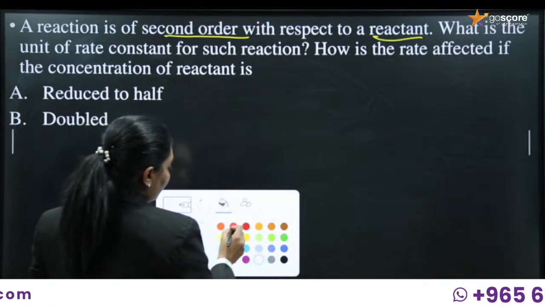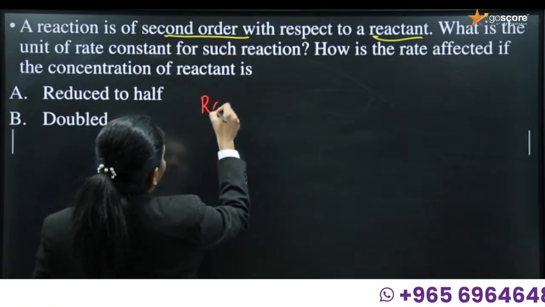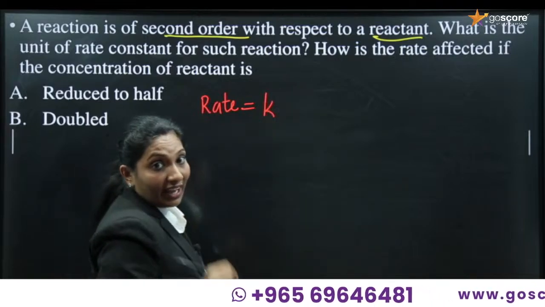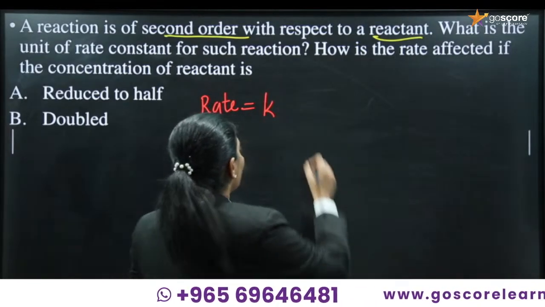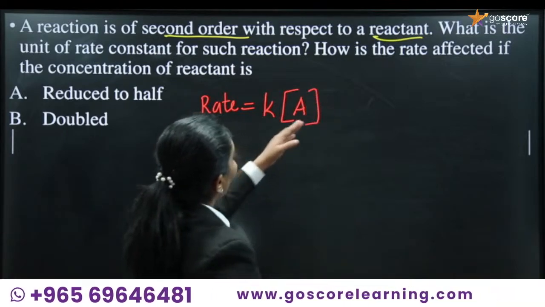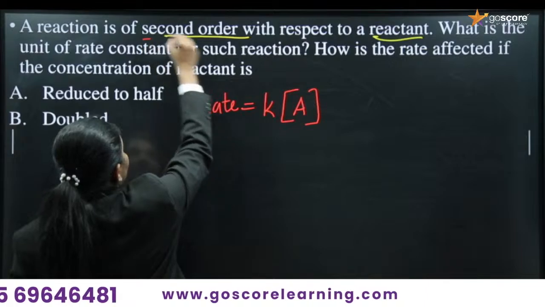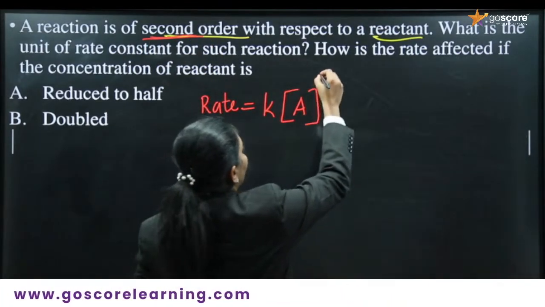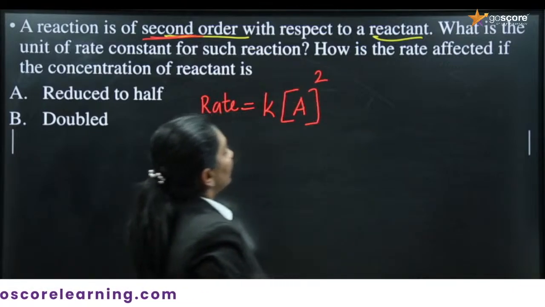The rate will be equal to K into, here only one reactant is given in the question, right? So it will be K into the concentration of A. And that particular reaction is second order. That means what will be the exponent value? It will be 2, right?